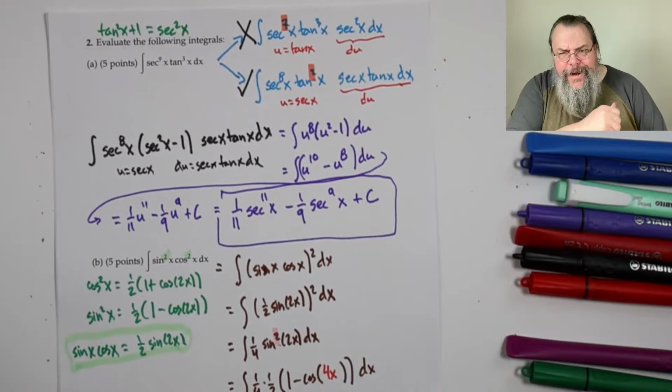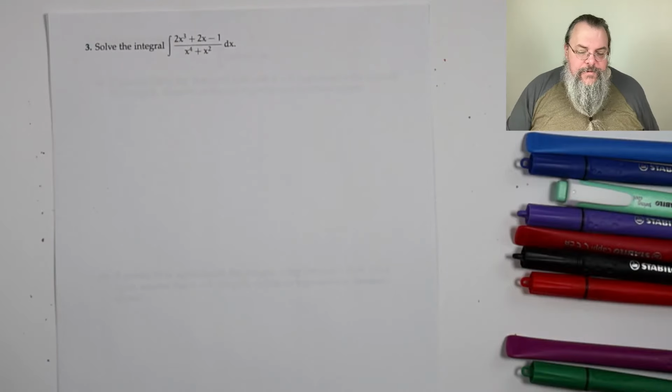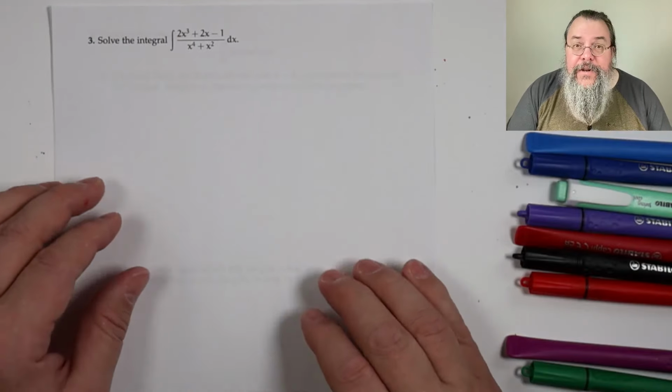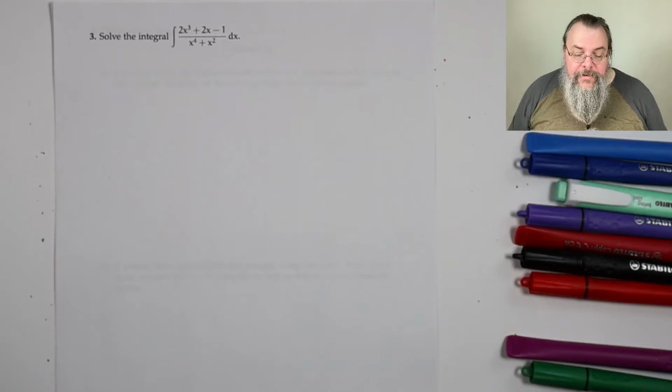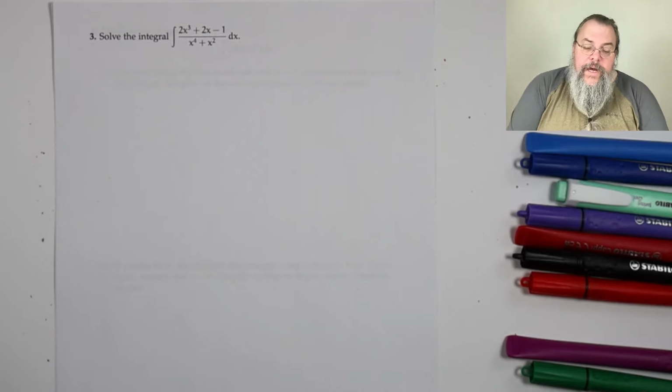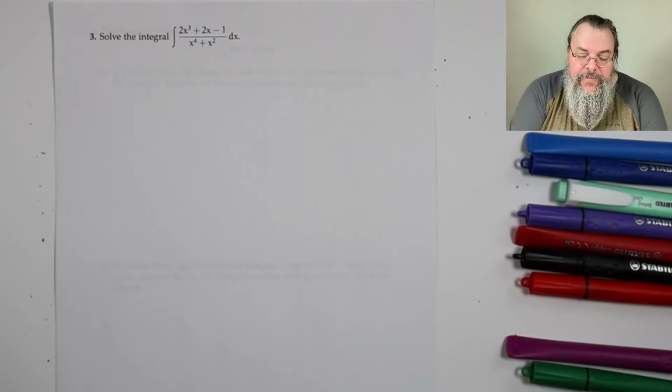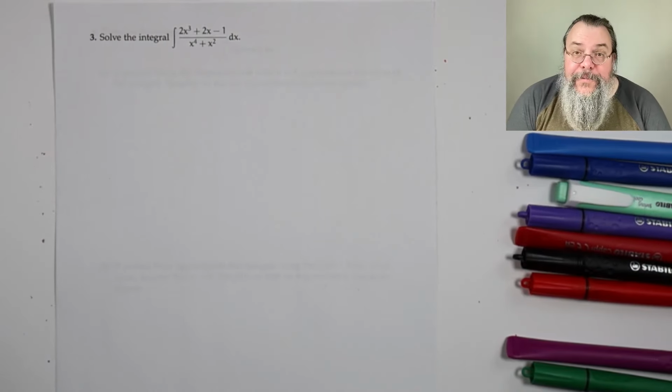All right, well, that was fun. 2 down. Got a lot more to go. So let's keep moving right along. All right, to number 3. Solve the integral of 2x cubed plus 2x minus 1 divided by x to the 4th plus x squared.